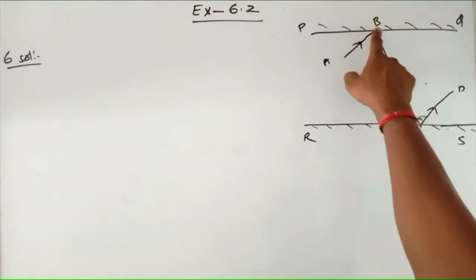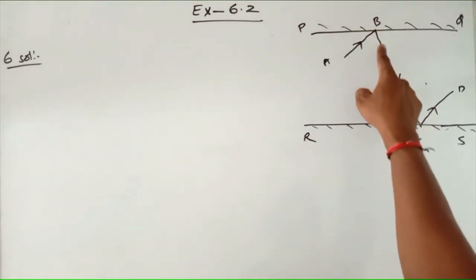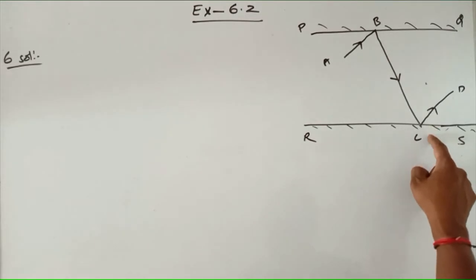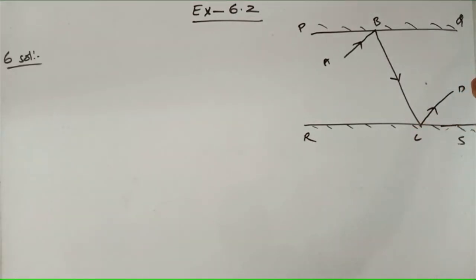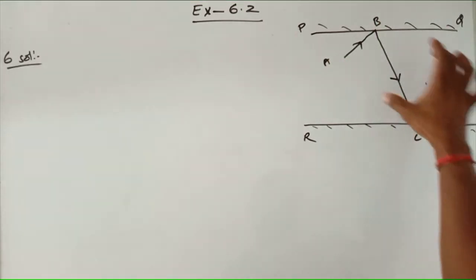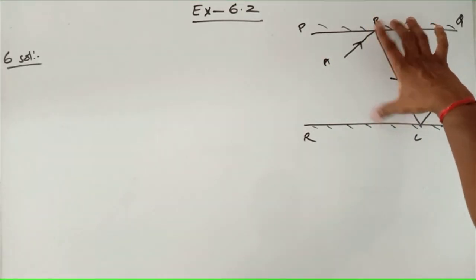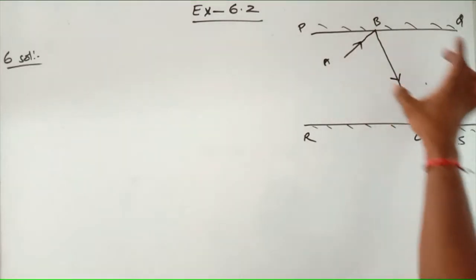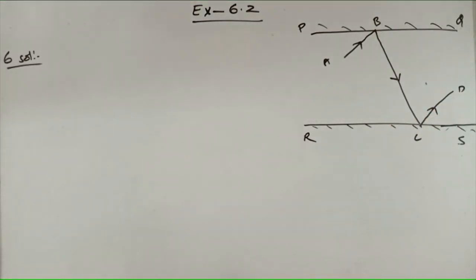If it is striking, automatically it is going to be reflecting back. So here BC is a reflected ray, and here one more mirror is there. Again it is going to be reflecting. That is CD. So here prove that AB is parallel to CD. I have to prove that AB and CD are parallel lines. Here these two mirrors are clearly given as parallel, but I have to prove AB is parallel to CD.